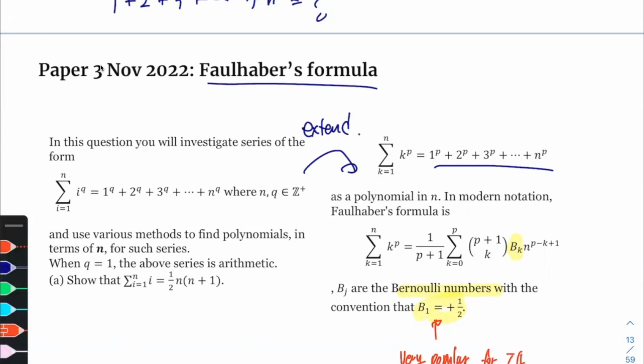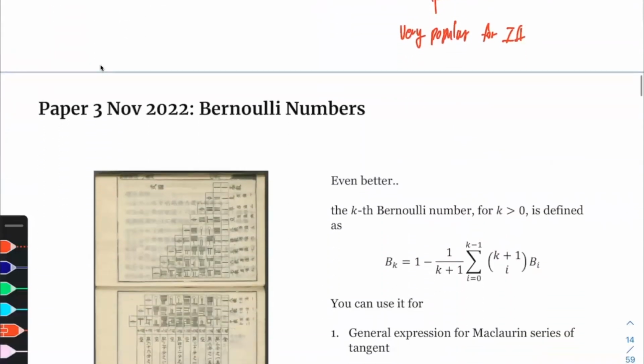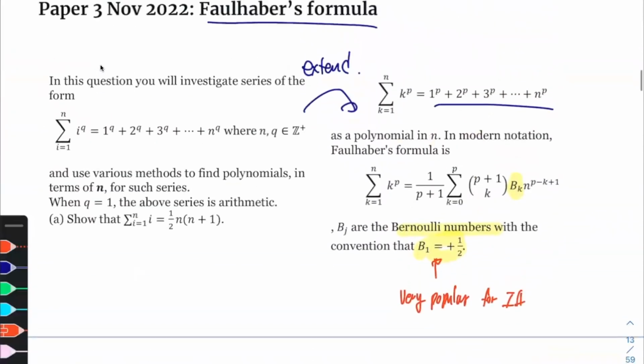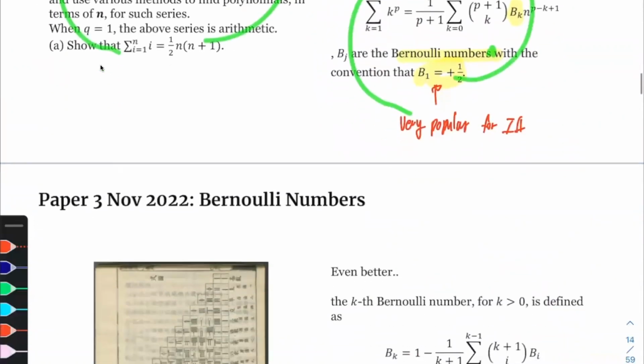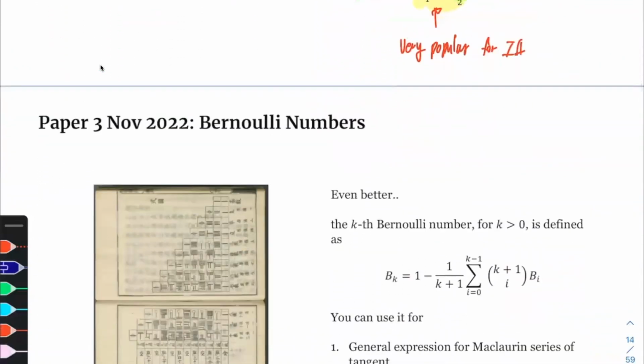So what I'm trying to show you here is that these exam questions were not just chosen randomly. They contain a very deep history of math, as well as very interesting topics to discuss. And this is always exciting to write. From the exam question, we can extend to Faulhaber's formula. And when you talk about that, there is something called the Bernoulli number, and this is also a superstar.